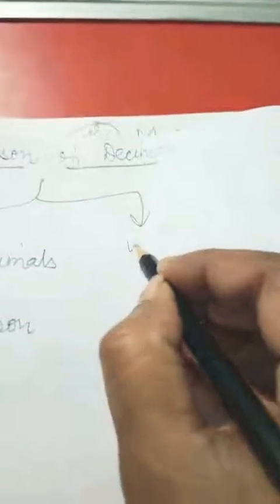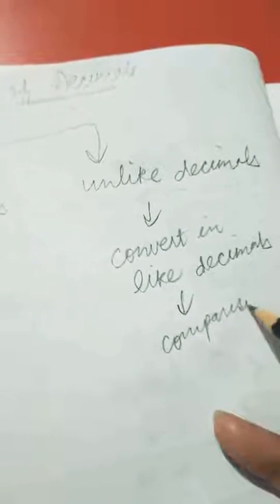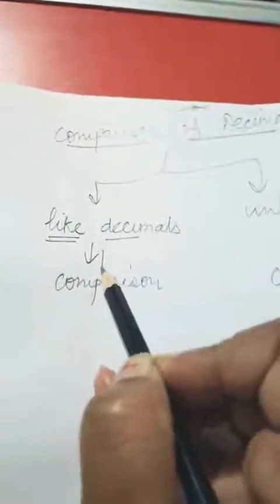Yes, and if it is given in unlike decimals, if unlike decimals are given to us to compare, then what to do? Convert them in like decimals. Firstly convert in like decimals. After that we can go for the comparison. If like decimals are given, then directly go with comparison. If unlike decimals are given, then firstly convert them in like decimals, then we can compare them.